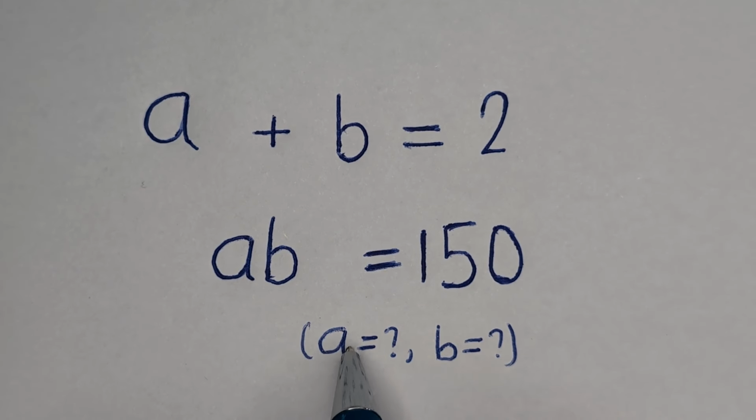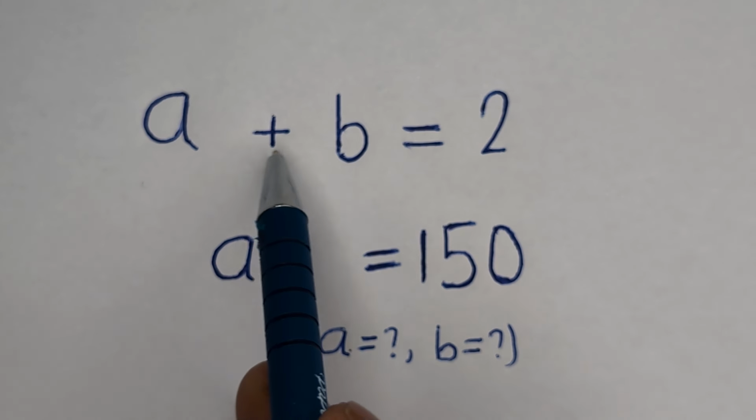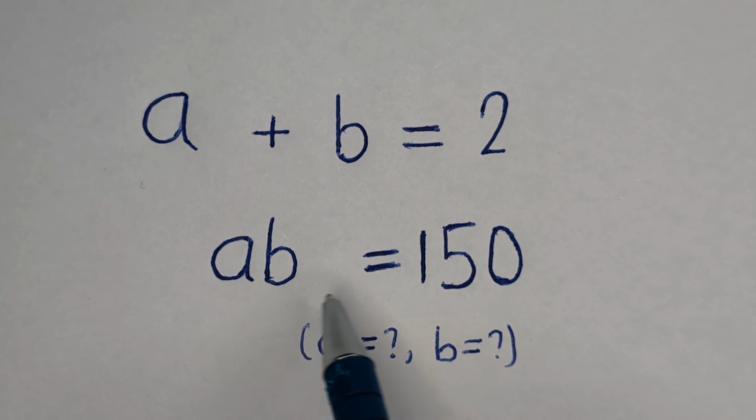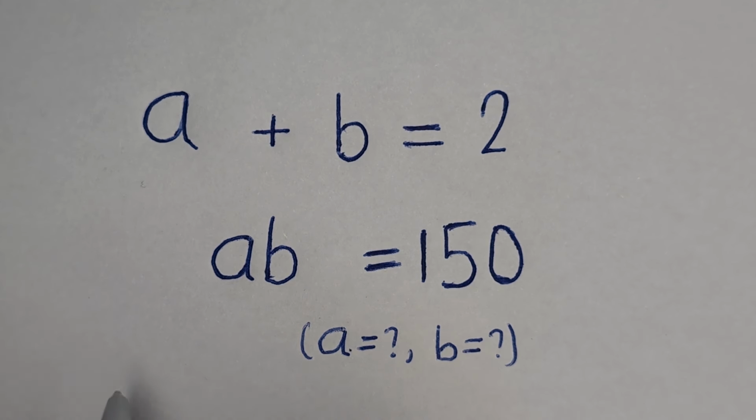Hello, how to solve for a and b in this equation? a plus b is equal to 2, then ab is equal to 150. Solution.